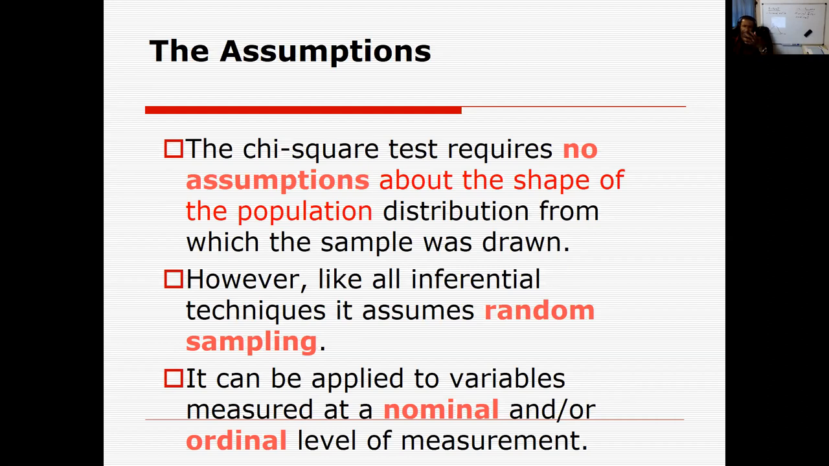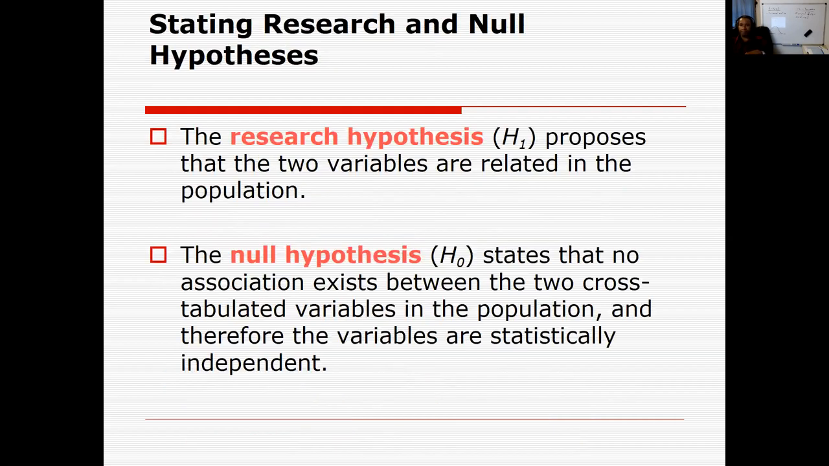Okay. Like I said, one of the other assumptions is that we're using nominal and/or ordinal level data. Okay. Now let's talk about the research and the null hypothesis. Like I said, you state both the research and the null. Now the research hypothesis is the hypothesis that we as the researchers believe to be the case. So again, it proposes that the two variables are related in the population. Unlike the t-test, when you're writing the research and the null hypothesis for the chi-square test, you're going to be using words.